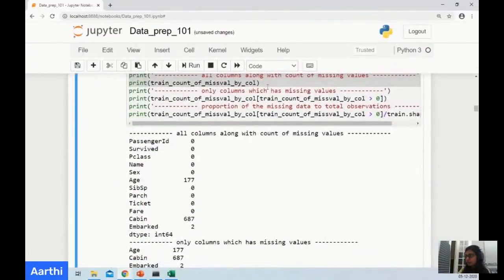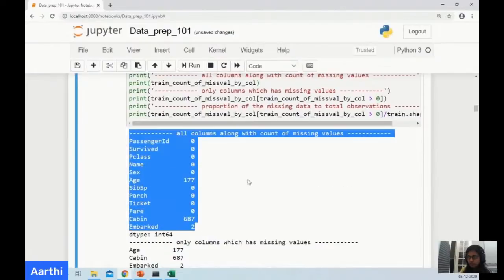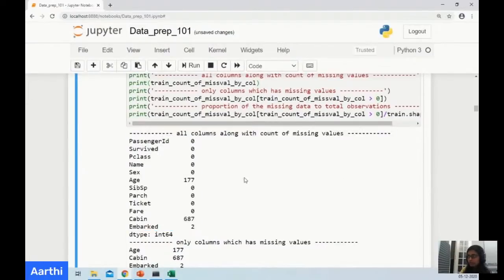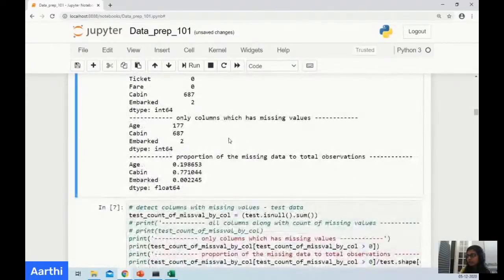So the output will come like this. Wherever you see 0, there are no missing values in these columns. In age, cabin, and embarked, we have missing values, and that is what we need to understand in detail. In number of rows, age is 177, but in proportion it is 19.8%. So 19.8% of our data has missing age. 77% of them have missing cabin, and a negligible percentage has embarked missing.